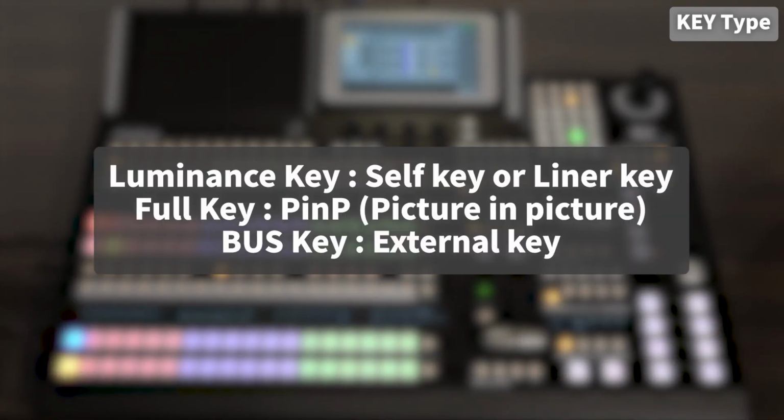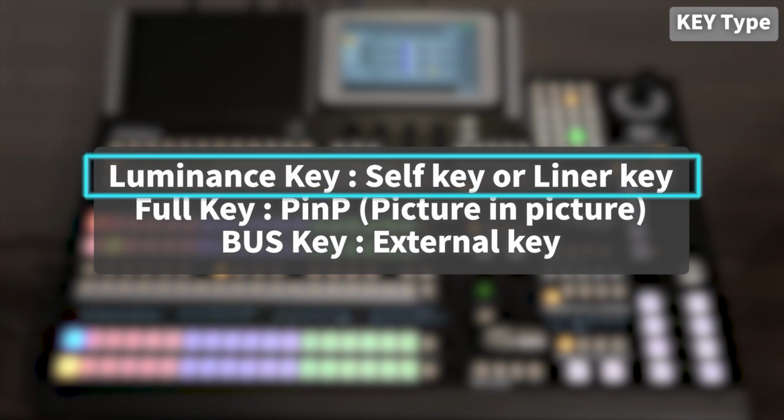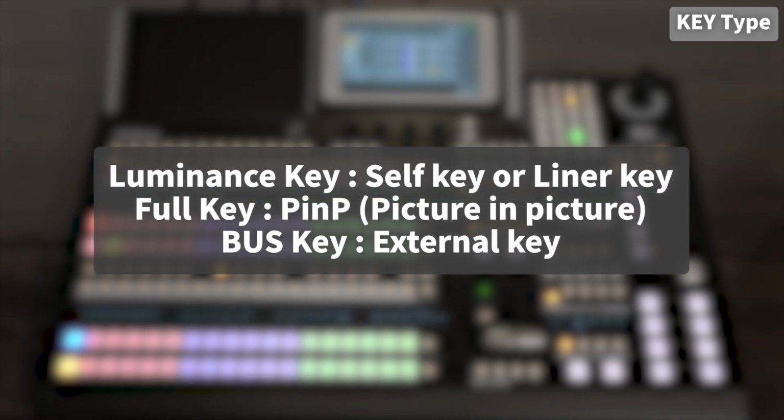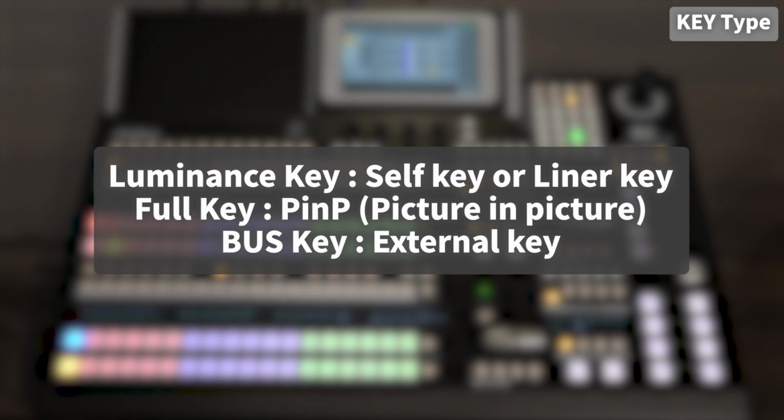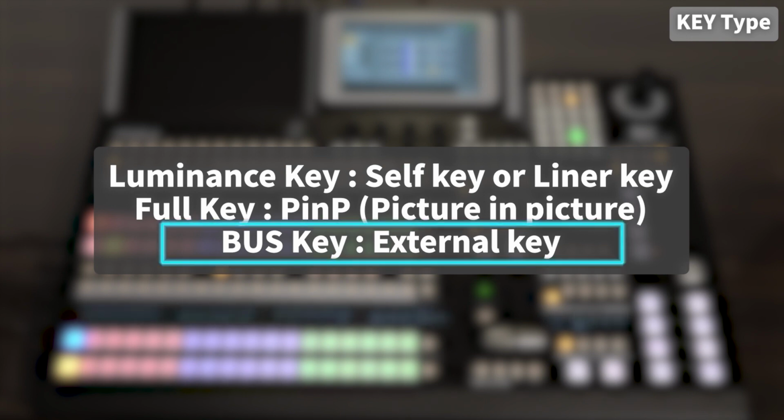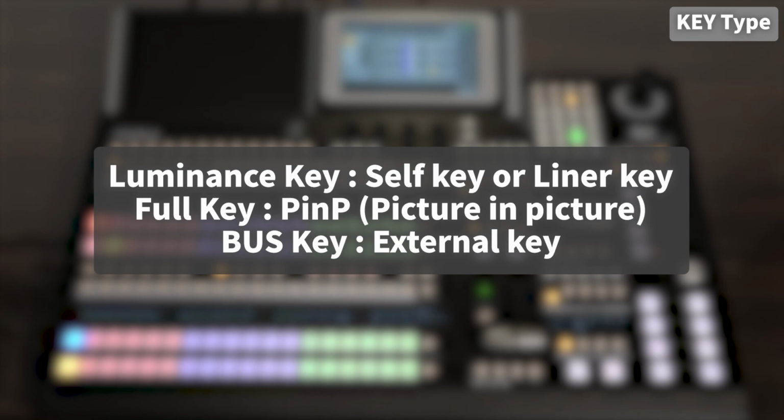The first is a luminance key. This is also known as self-key or linear key. The second is the full key. This performs picture-in-picture. The third is the bus key. These are used with an external fill key signal input.